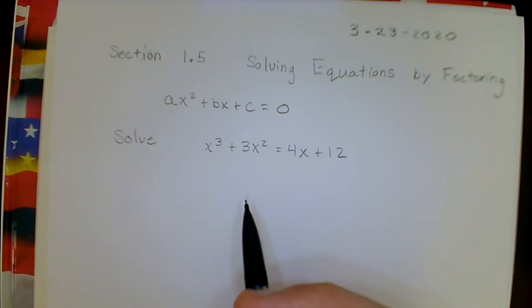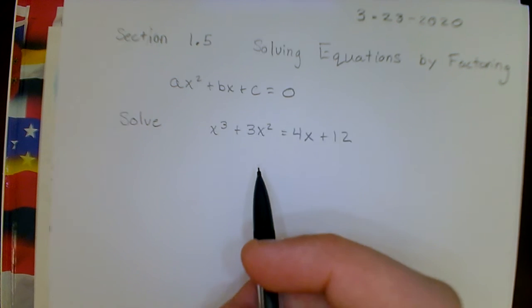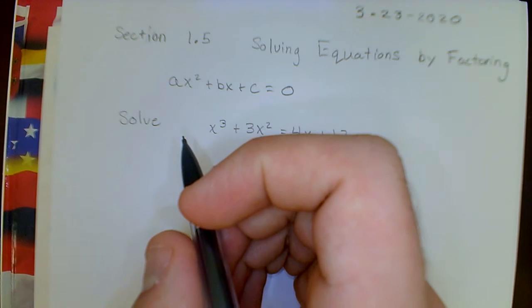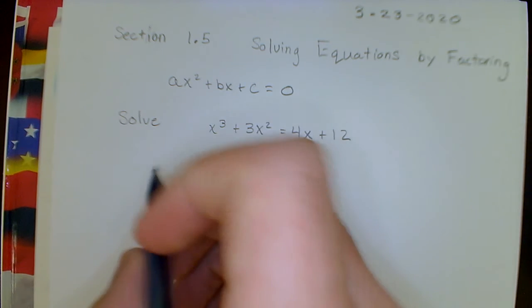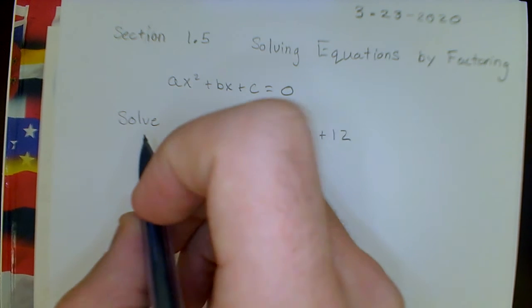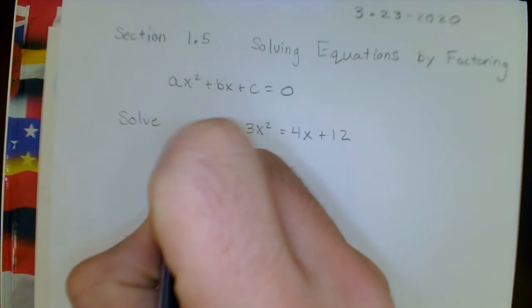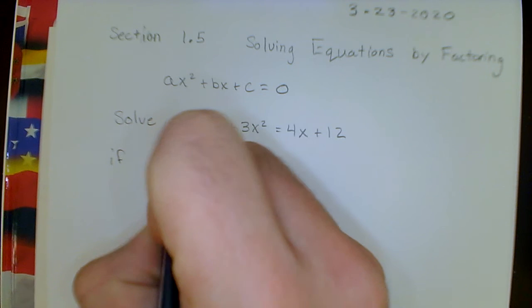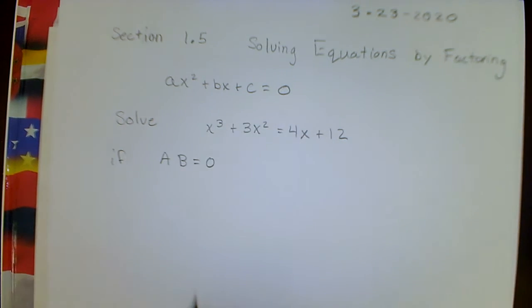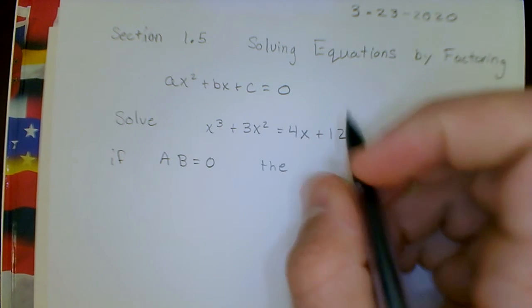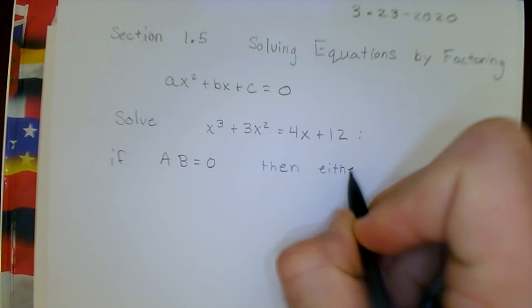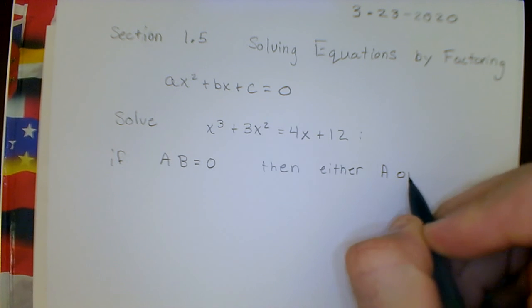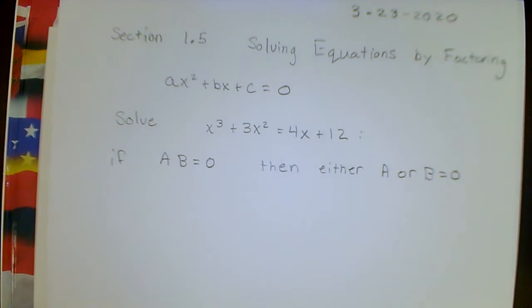Okay, but the idea is still the same. In section 1.3, when we talked about solving quadratic equations by factoring, we used the property that if a times b equals 0, then either a or b equals 0. Okay, so we're going to still use this idea.